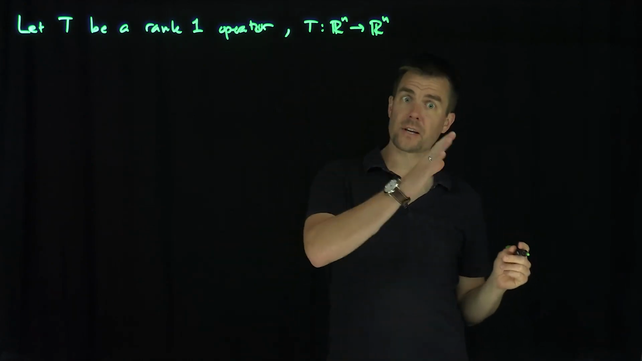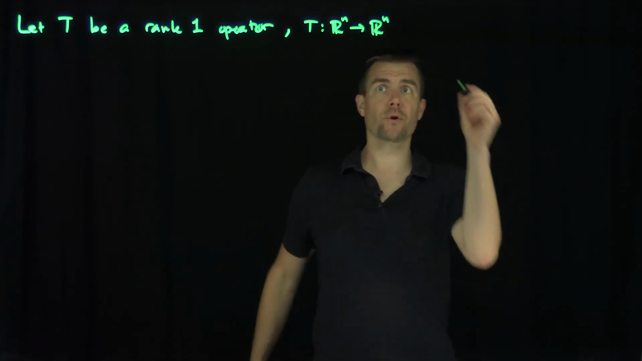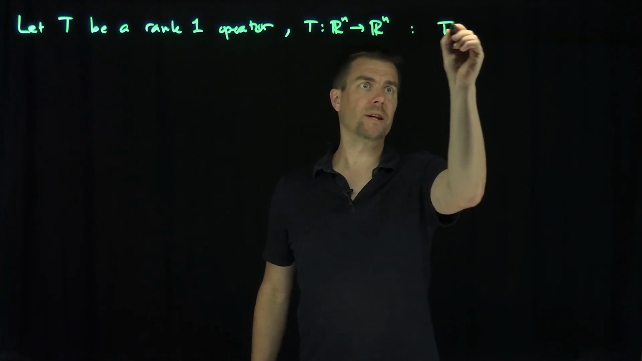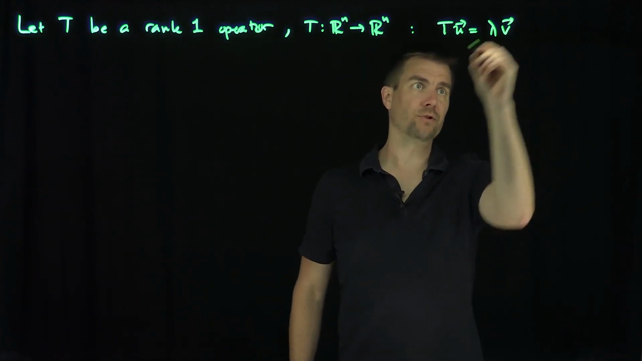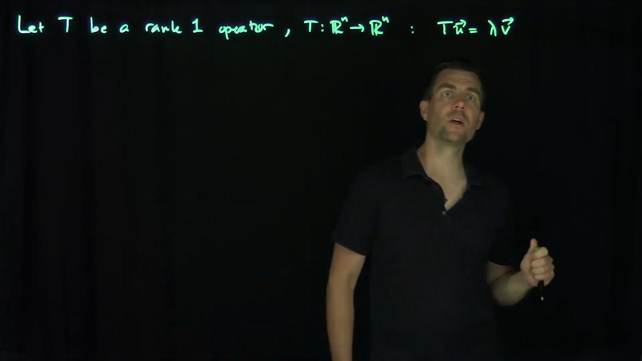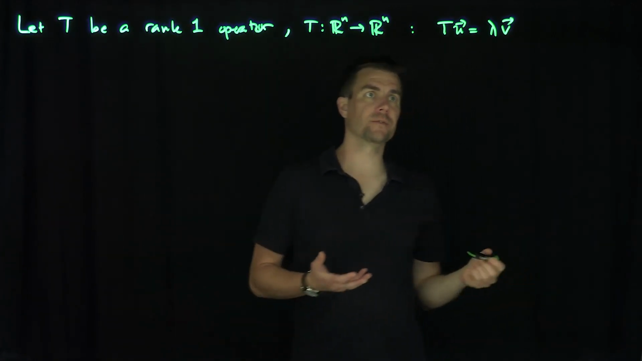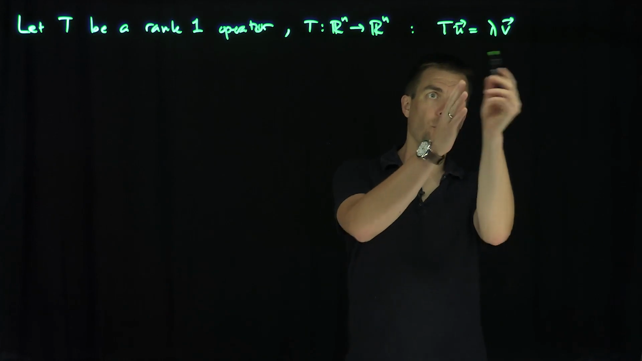It means that T maps any vector u into a multiple of some other vector. So in other words, what it means to be rank 1 is that T applied to a vector u has to be some multiple lambda of a vector v. So you're projecting onto this subspace of v, right? And so of course the idea is how do you find this vector v? In other words, any vector has to be a multiple of v, right?